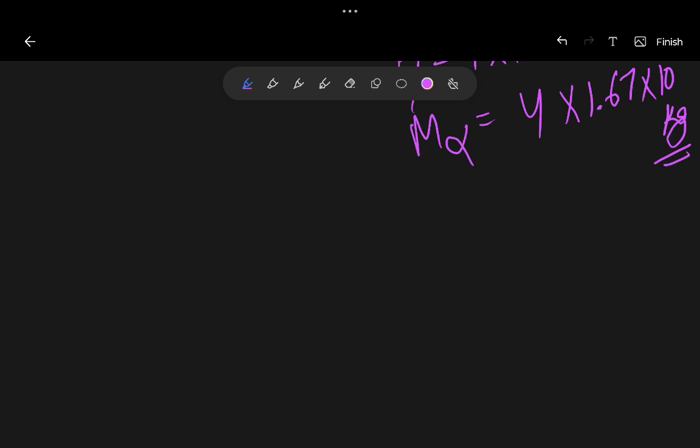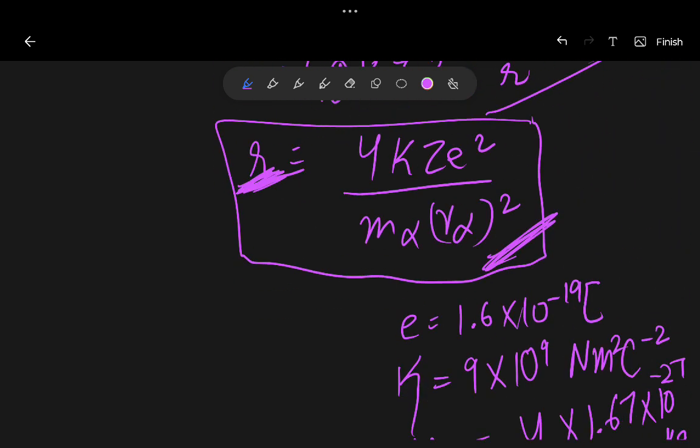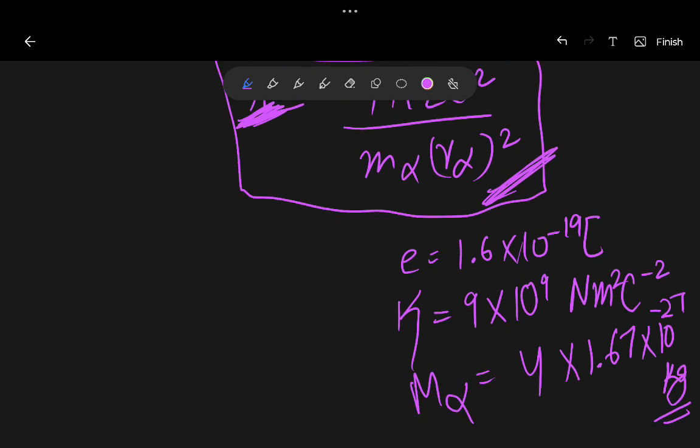All right, so yeah, this was the formula. You can just summarize it, just learn it. No need for any derivation. You don't have to cram the derivation. It's not at all like that. You'll just need the formula, 4kze square divided by m alpha, which is the mass of the alpha particle, and velocity of alpha square. Thanks, and we'll see you in our next upcoming video.